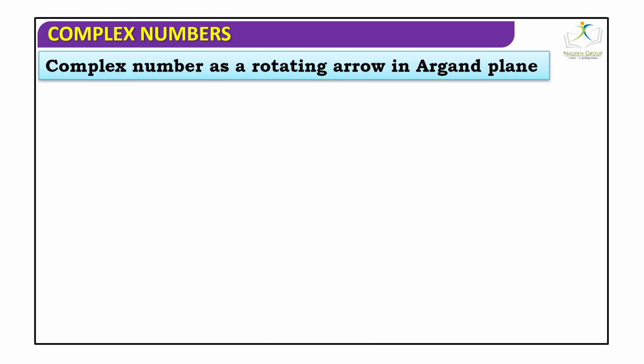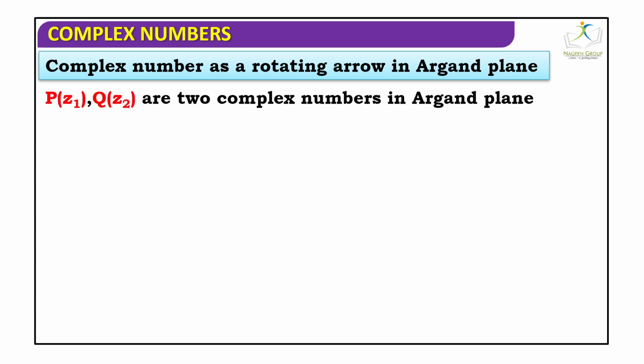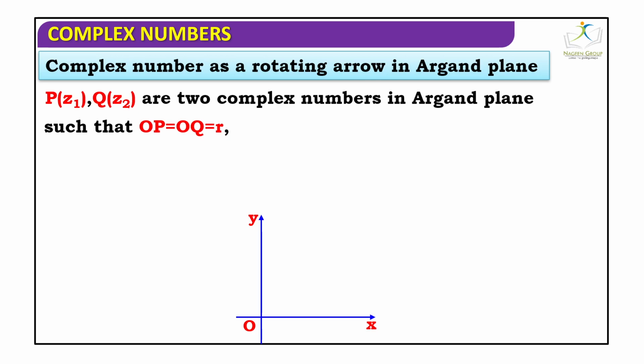Now, the complex number as a rotating arrow in an Argand plane. Now we are taking two complex numbers. What are these complex numbers? One is Z1, another is Z2. With that we have positions of these, that is P and Q. Now we take the Argand plane with the x-axis and y-axis such that OP equals OQ equals R. So these Z1 and Z2 we are taking here, OP equals OQ, and both have the same value, that is R, meaning the modulus of the value is R.